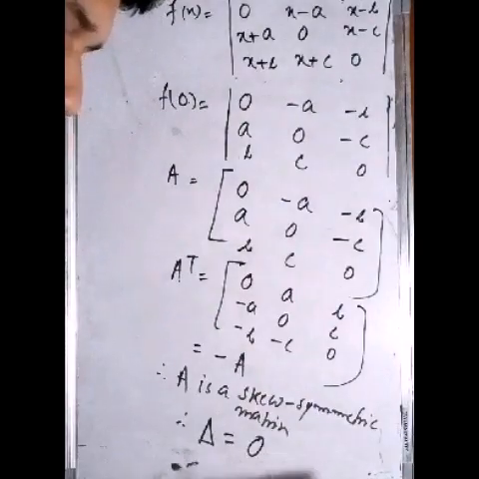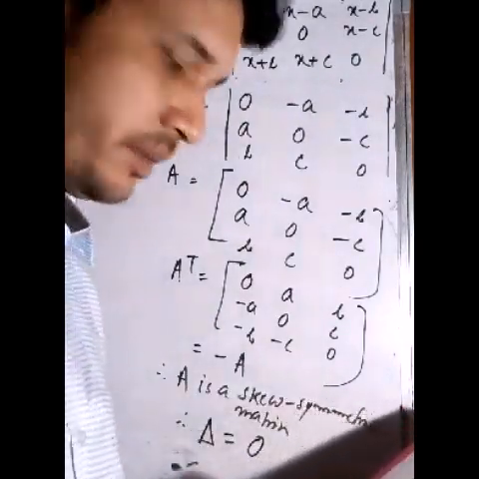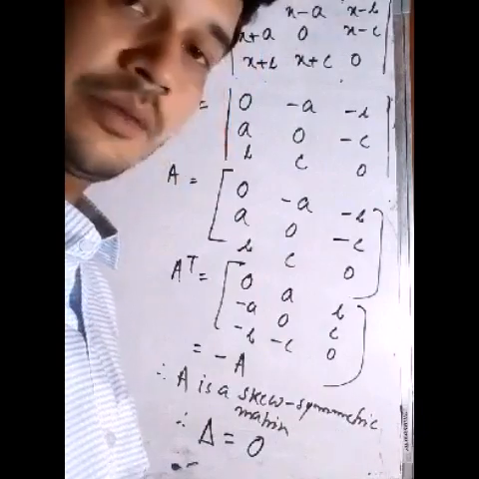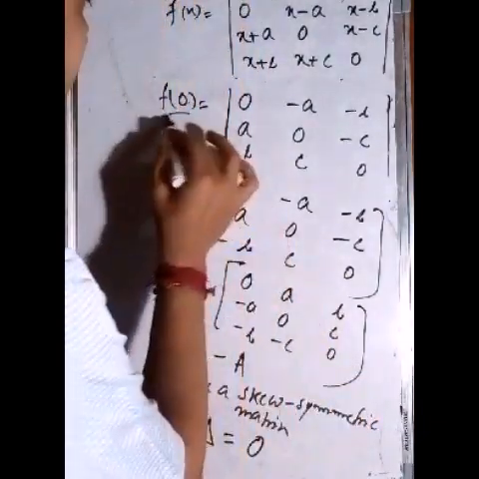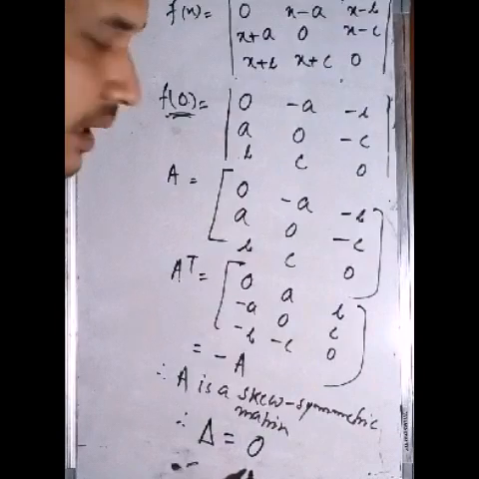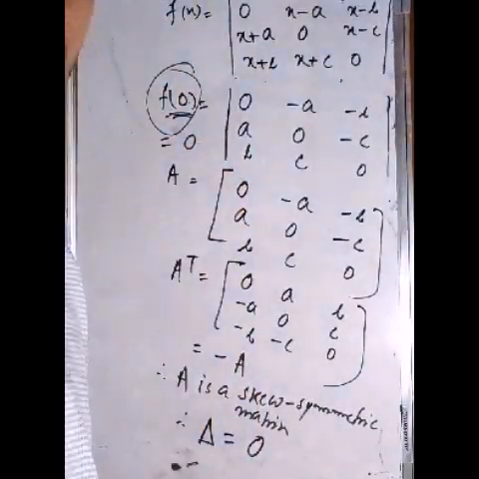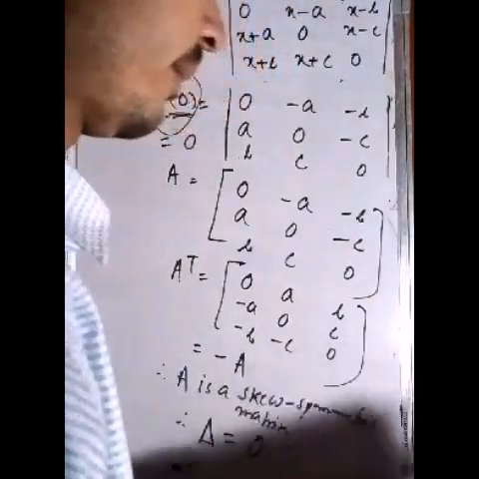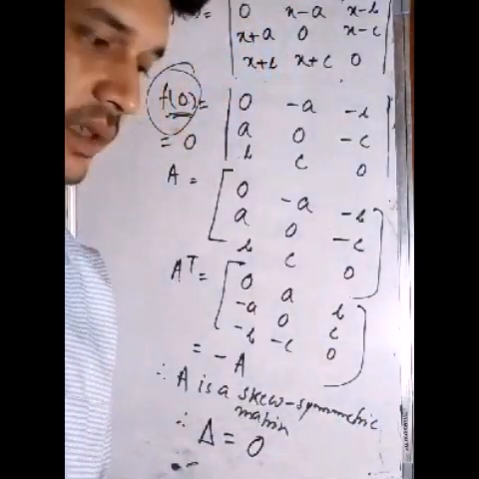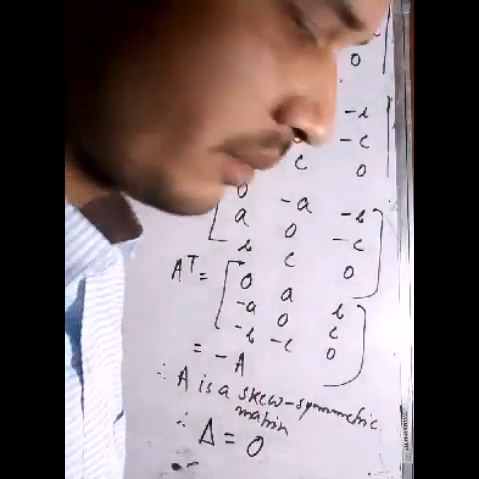So the question was f of a equals 0, f of b equals 0, f of 0 equals 0, f of 1 equals 0. So by putting x equal to 0, we get ultimately delta equals 0. So this is your answer, f of 0 equals 0. Let's proceed to the next question. Again, it's a different type of question, basically based on 2 marks.